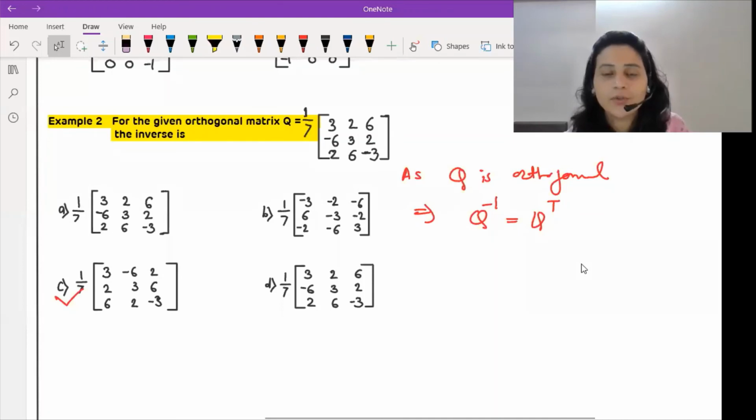So that's it for today's video. In today's video, we have seen the orthogonal matrix, some properties and some MCQ type examples of the orthogonal matrix.